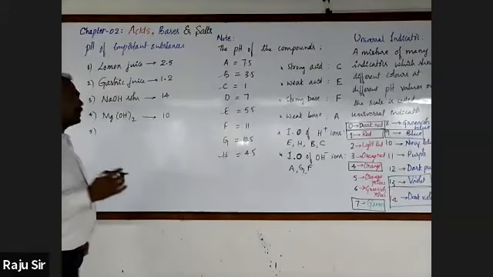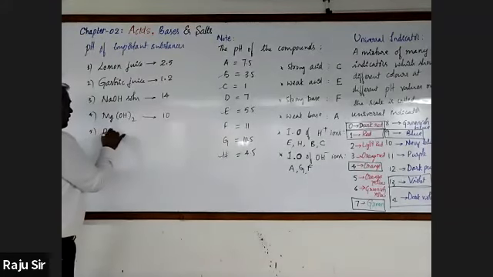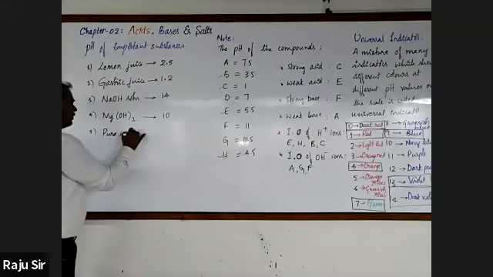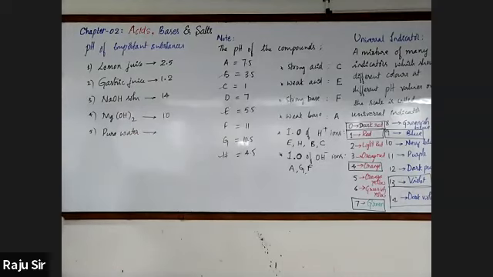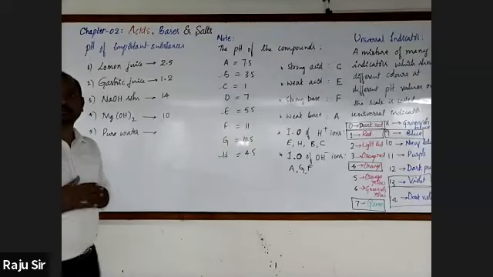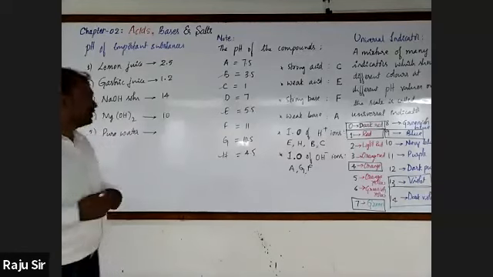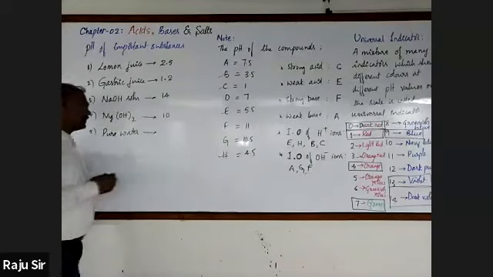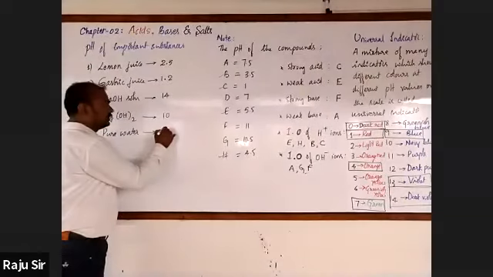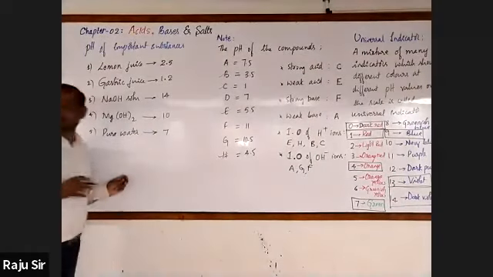Next, pure water. How much should it be? It is 7. It is neutral, neither acidic nor basic. As pure water is free from salts and sugar, it is neutral. We can write 7.